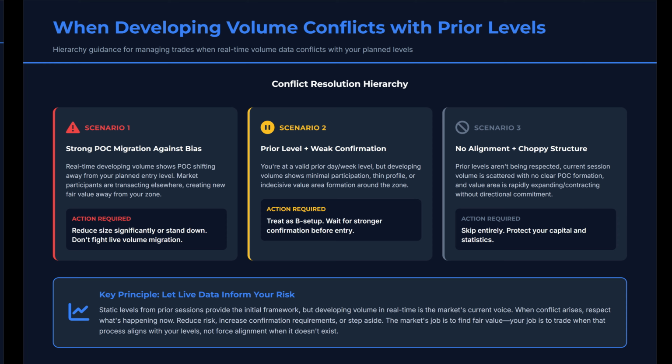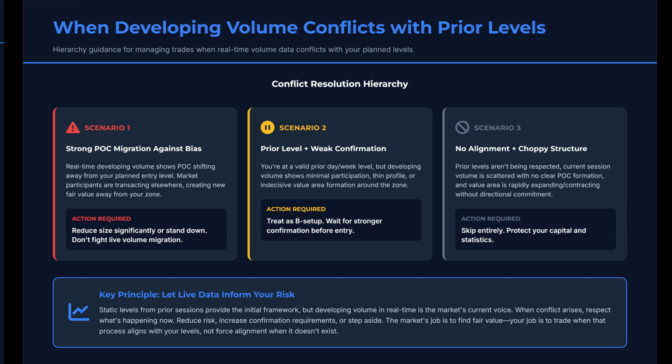The market is telling you in real time that today's participants don't see 45.25 as fair value. This is conflict, and how you handle this conflict separates discretionary traders who adapt from rule followers who get stopped out repeatedly. The core principle is simple but critical. Static levels from prior sessions provide the initial framework, but developing volume in real time is the market's current voice. When conflict arises, you must respect what's happening now.